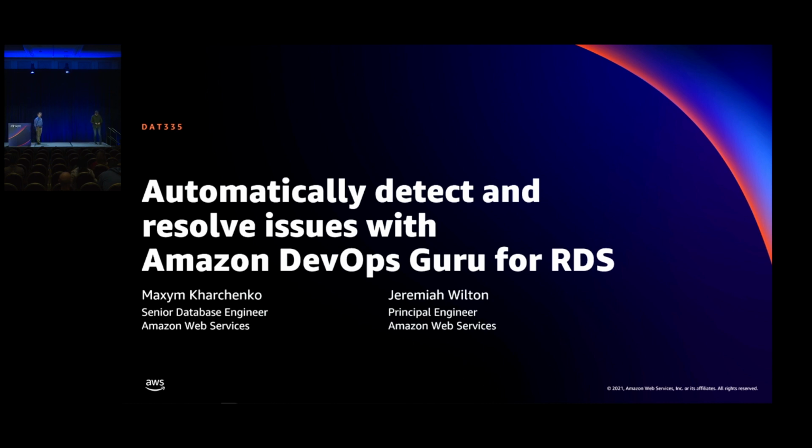Thanks, Maxim. I'm Jeremiah Wilton. I'm a principal engineer in AWS Database Services. We're really grateful for the opportunity today to talk to you about DevOps Guru for RDS. This is a great new capability for DevOps Guru that uses machine learning to help you manage your database performance as part of the full application stack. We think it's a really exciting and useful innovation, and we hope you will too.